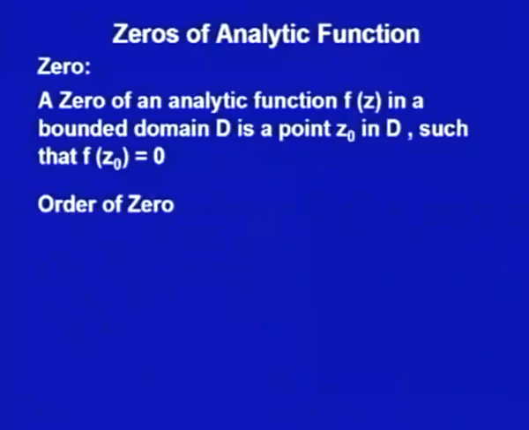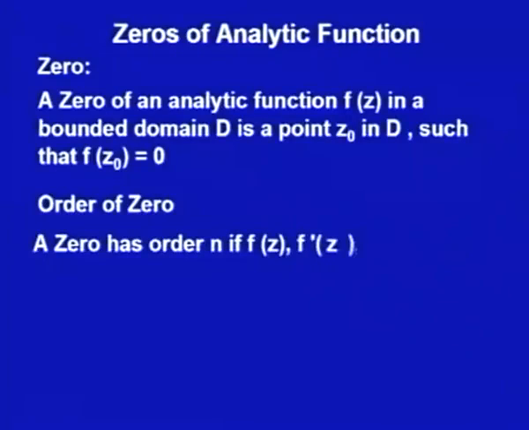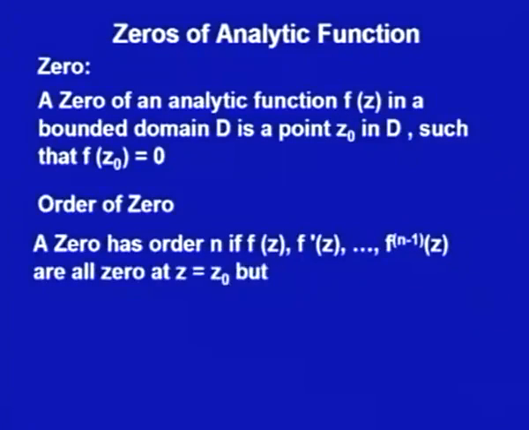A zero has order n if the function, its first derivative, second derivative and so on up to the (n minus 1)th derivative at z0 are all 0, but the nth derivative, that is f^(n)(z0), is not 0. Then we call the order of the zero n.